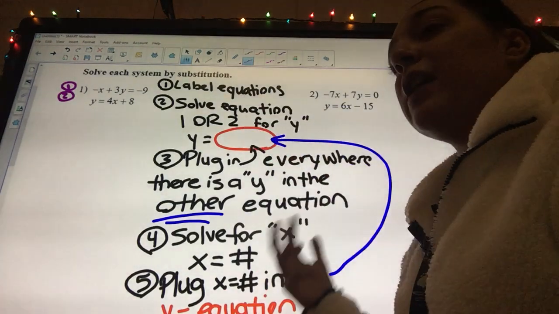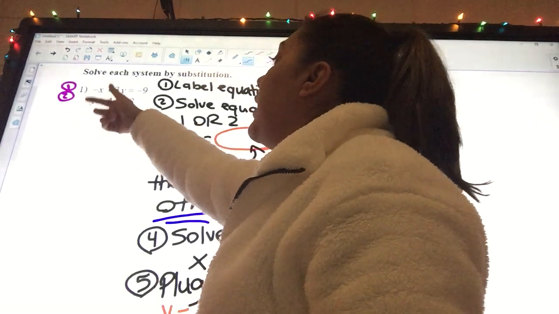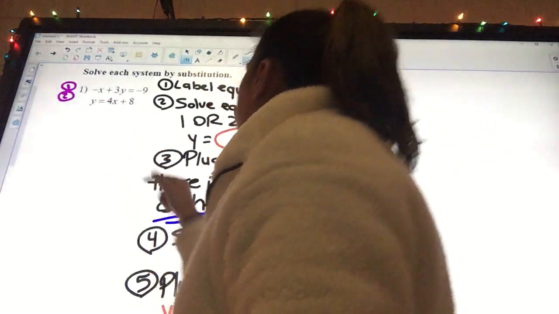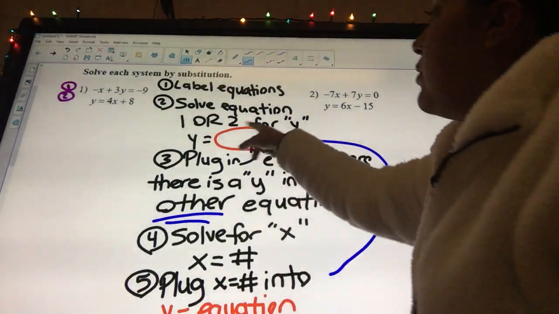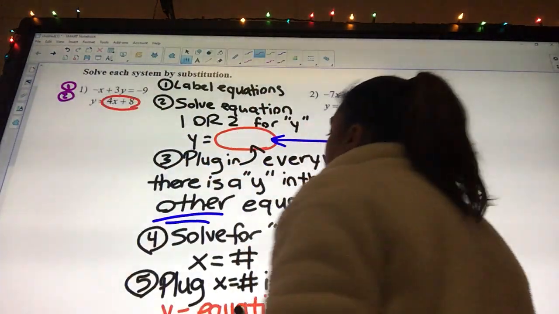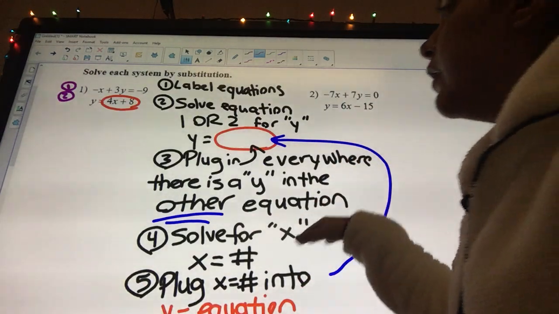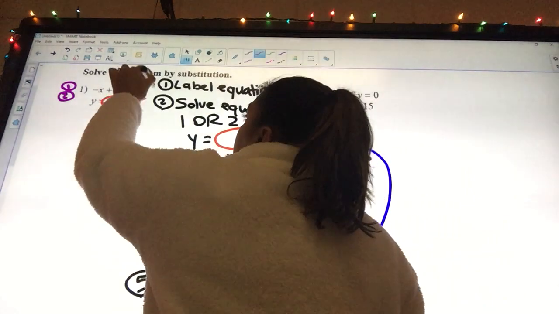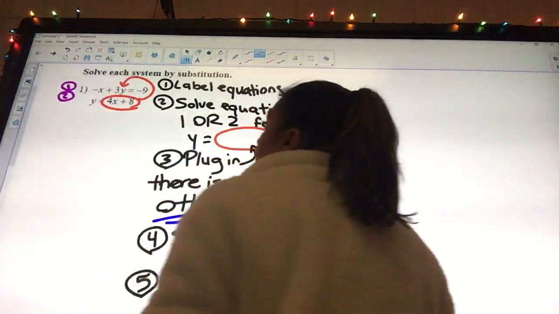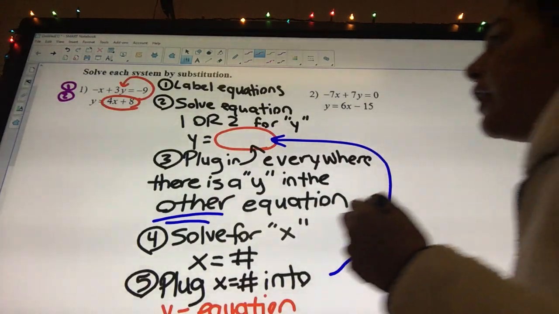Today these are kind of already set up for you. I have one as y equals. Keep in mind that we're using equation 2. Then it says to circle this and plug it into everywhere there's a y in the other equation. So we're really plugging this up into the other equation everywhere there's a y. That's what we're doing.